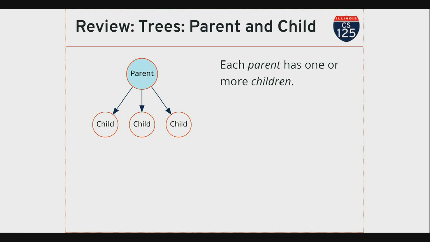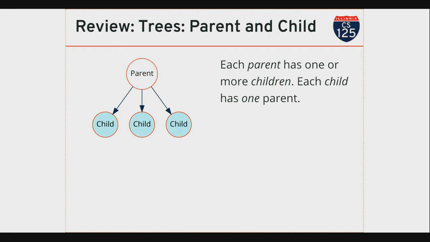So again, to review quickly some terminology, we can look at every part of the tree individually, and we can say a node is a parent if it has children. So this node has 3 children. The children are descendants of the parent. Each child, if you think about reversing that arrow, has a reference to 1 parent node, because these are not roots.